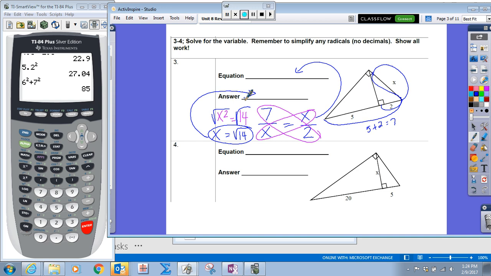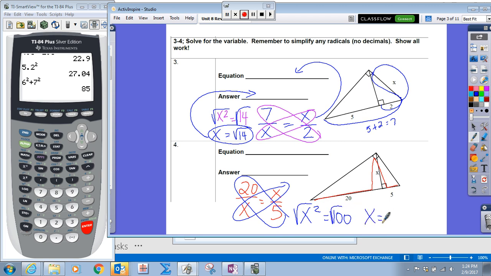Okay, for this one, looks like we're going to use heartbeat since we have something in the middle. So we would go 20 over x equals x over 5. Cross multiply, we have x times x is x squared, and then 20 times 5 is going to equal 100. Then we take the square root of both sides, so x would equal 10. That's your answer, and here's your equation.